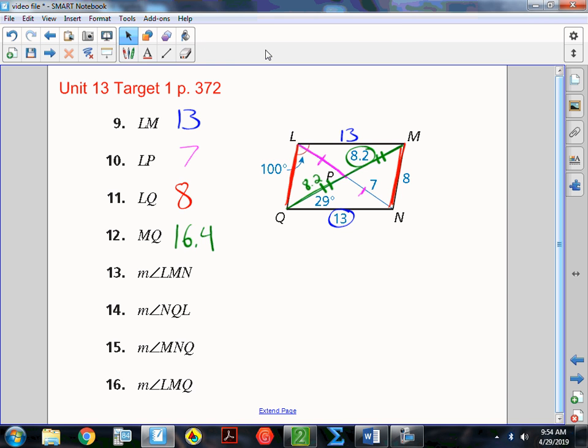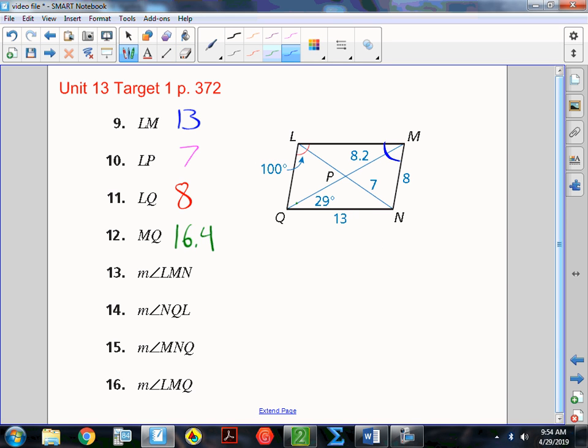Angle LMN. Let's erase a little so we can work with this again. Angle LMN is this top right-hand angle. I know that the top left-hand angle is 100 degrees, which means that the top right-hand angle must be 80 degrees. Those two angles, L and M, are consecutive angles, which means they're supplementary. So 100 degrees plus 80 degrees is 180 degrees.